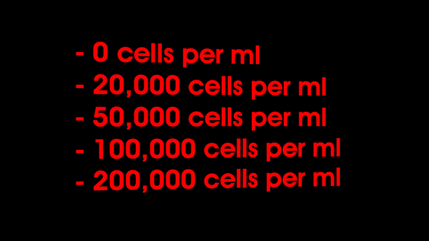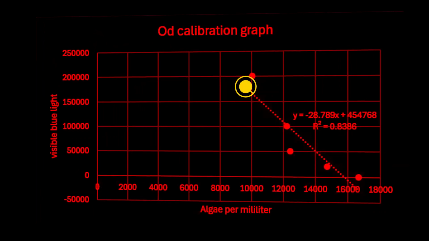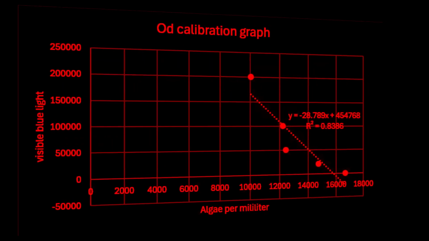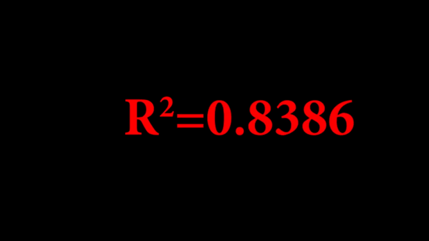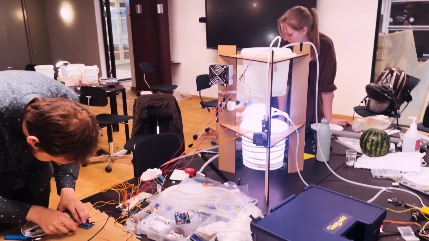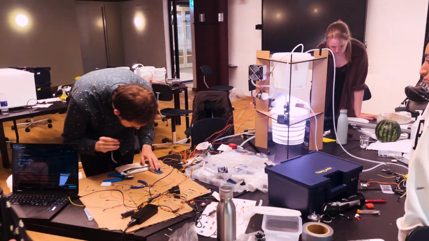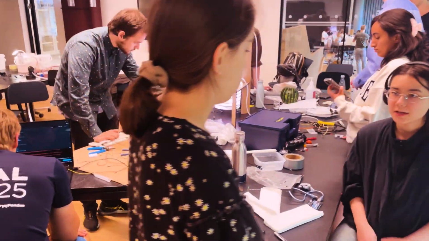As expected, the sensor detected a clear decrease in light intensity as concentration increased. However, the resulting graph produced an R-squared value of 0.8386. This is not ideal, but the OD sensor we use lacks the sensitivity required to provide a fully reliable basis for OD readings in our system.